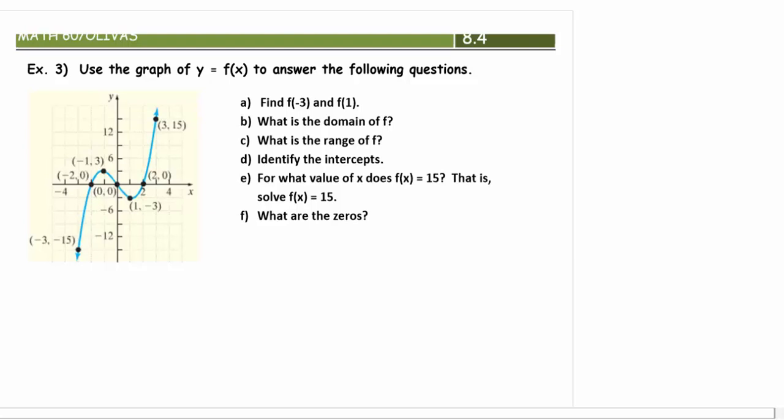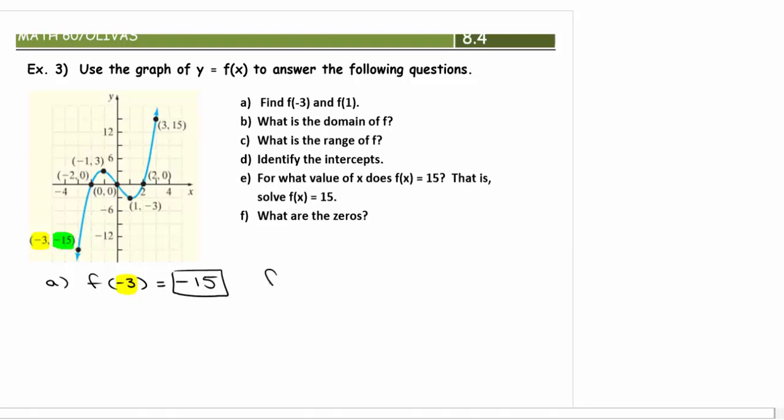Use the graph of y equal to f of x to answer the following questions. Let's start off with A. Find f of negative 3. F of negative 3, I'm going to look where x, remember this represents the x part right here. Where is x equal to negative 3? Here it is. What's the y value that goes with that x? It's negative 15. So this is going to be negative 15.